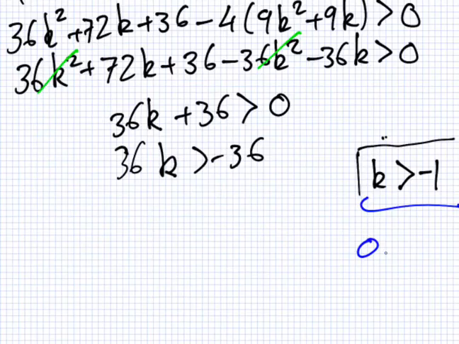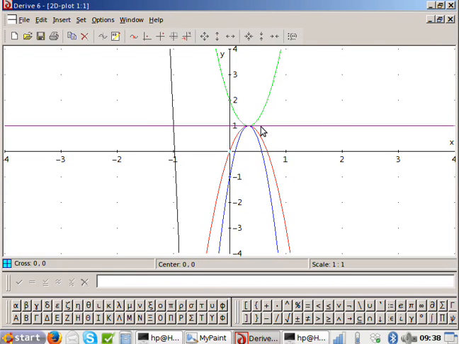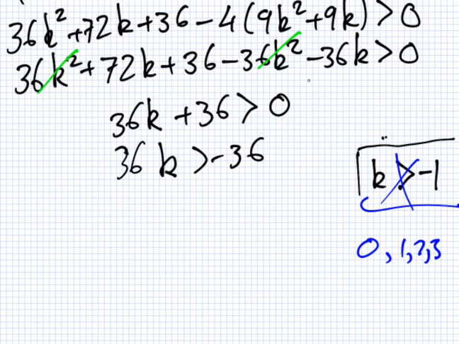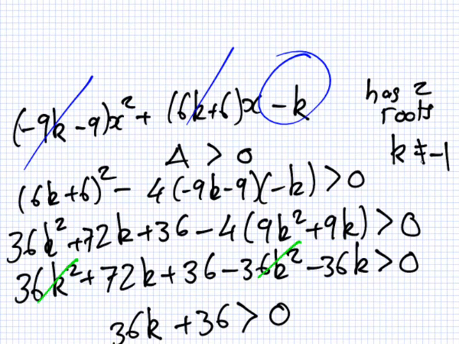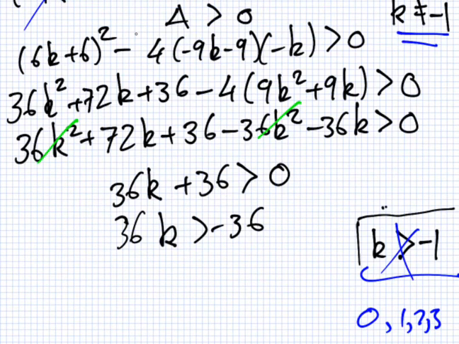36k squared plus 72k plus 36 minus 4 times 9k squared plus 9k should be bigger than 0. So 36k squared plus 72k plus 36 minus 36k squared minus 36k should be bigger than 0. And again, it's not an accident. I made the question so that these will cancel to make it easier.